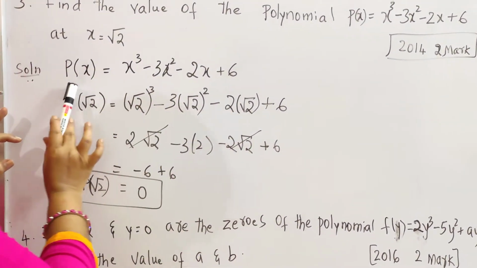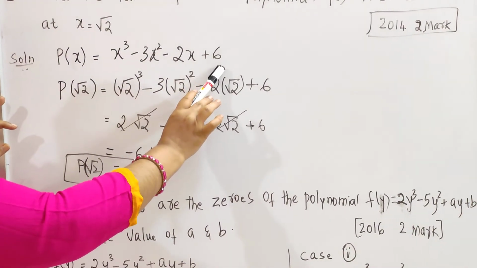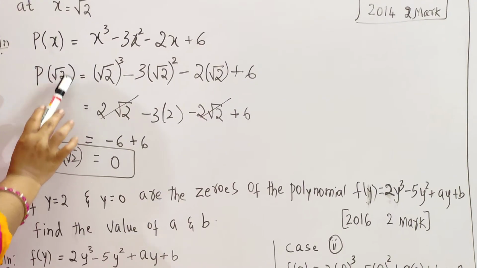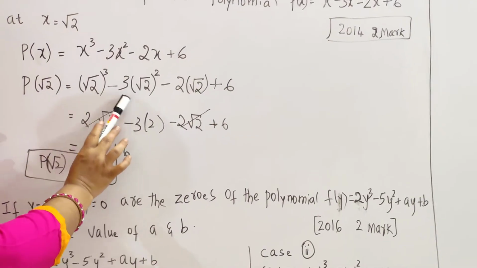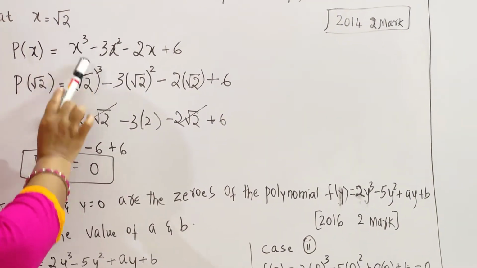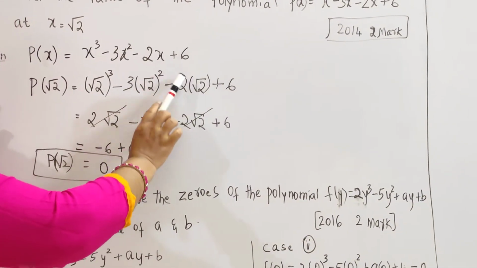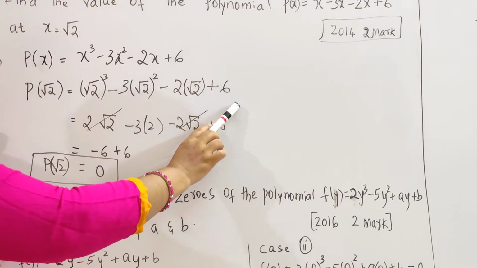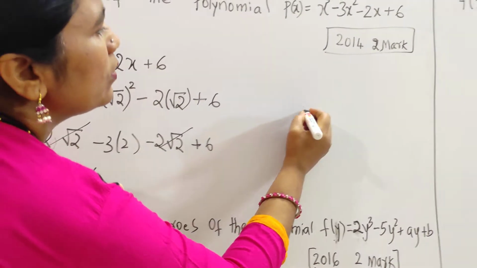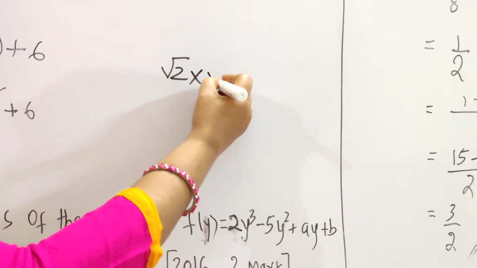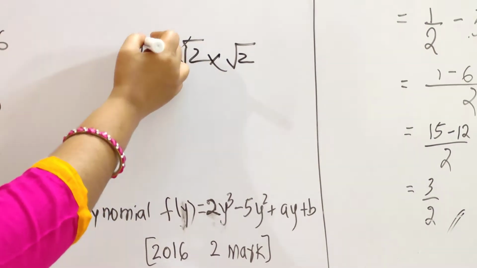So this is the given polynomial p of x equal to x cube minus 3x square minus 2x plus 6. So p of root 2, that is x value is root 2. In the place of x, wherever we have x, we are putting root 2 value. Root 2 whole cube, minus 3 root 2 whole square, minus 2 root 2 plus 6. Now what is root 2 cube? You can see here root 2 cube is root 2 into root 2 into root 2. So root 2 into root 2, this becomes 2.